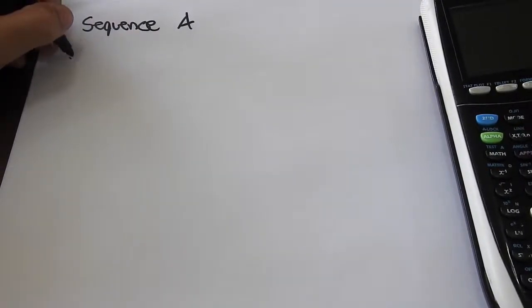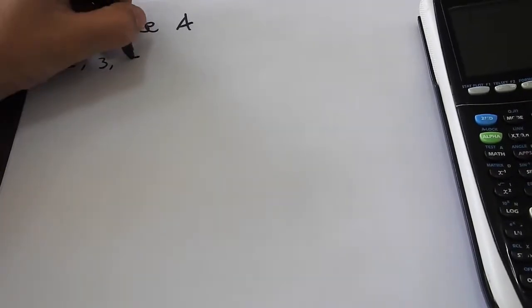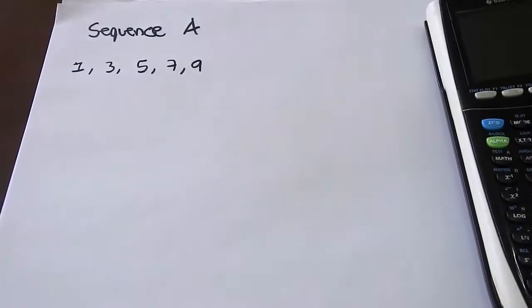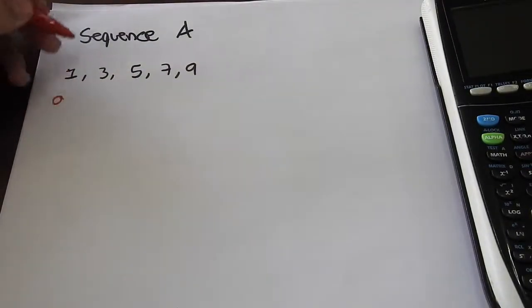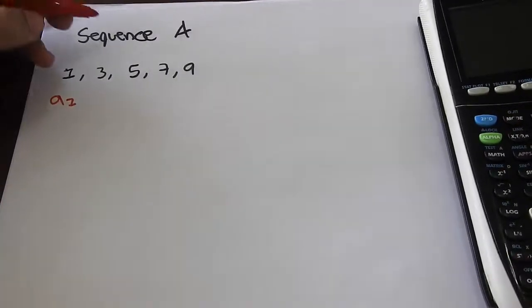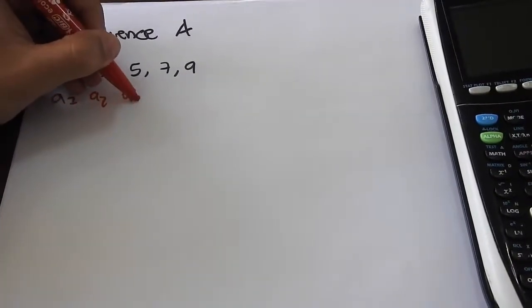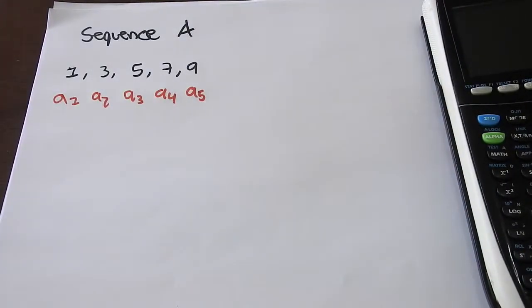So here we have the first sequence, sequence A, which is 1, 3, 5, 7, 9. This sequence is made up of 5 terms, being A1, A2, A3, A4, and A5. So I have a question. What happens if I continue increasing the values more and more and more? Well, they are simply gonna get bigger and bigger and bigger.